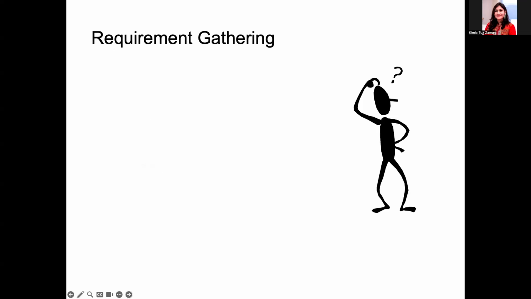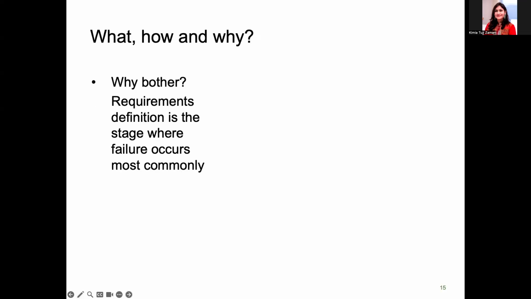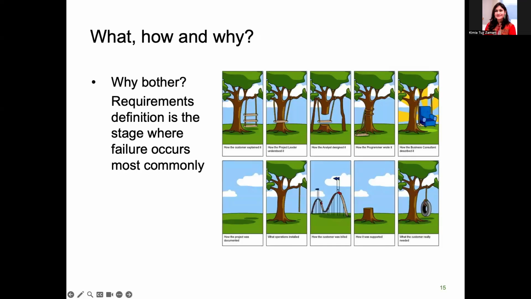We will now focus on how to gather the requirements. Some major methods are interview, questionnaire, observation, ethnography and contextual inquiry, and documentation study. Most failures start at the requirements stage. Getting this right saves time later in design, build, and test. So why bother? Because requirements definition is the stage where failure occurs most commonly.